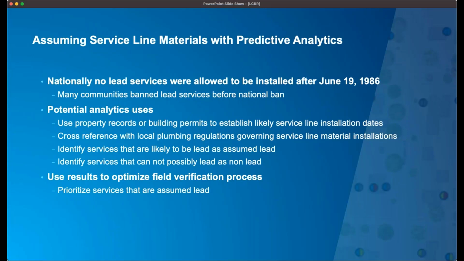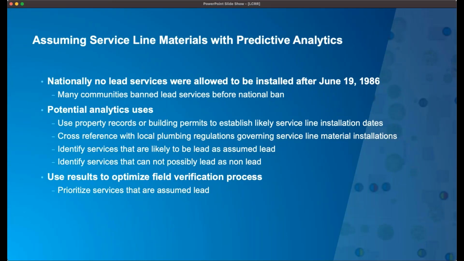Now, if you do take the time to read the LCRR, there is some very good information there and really strong suggestions that you should be using predictive analysis, and we absolutely agree with that, to assume service line material types. So a few things to keep in mind. Nationally, lead services were banned from being installed after June 19, 1986. So if any service was installed after that date, it's very logical to assume that it is not a lead service. Of course, many individual communities banned the installation of lead services long before that national ban. So what you want to do is look to your local plumbing codes and understand when in your community lead services were prohibited from being installed.